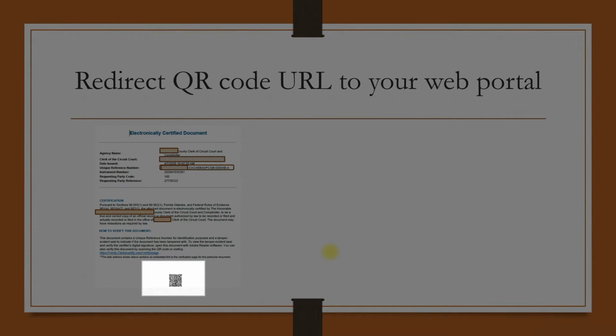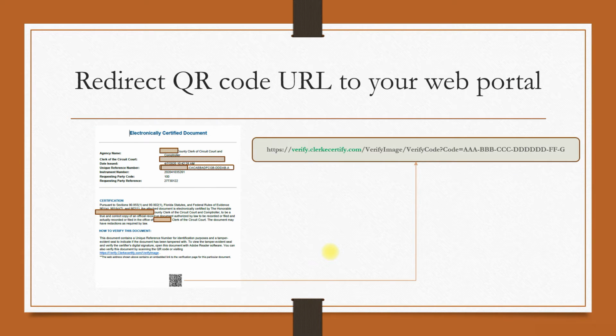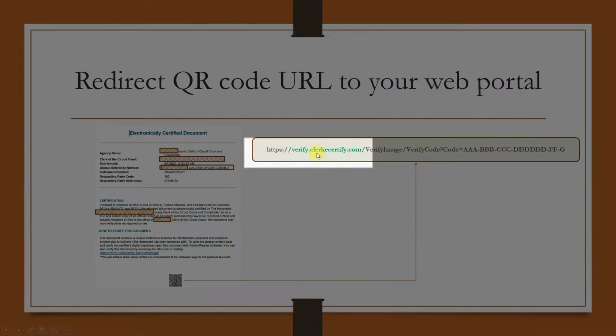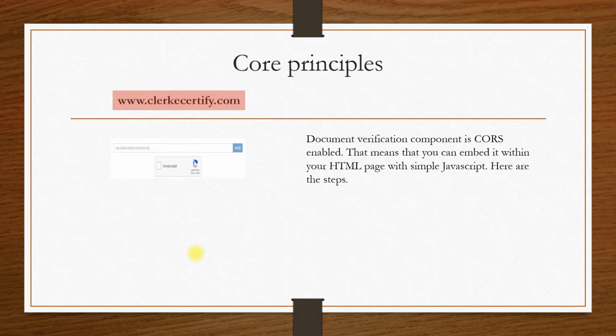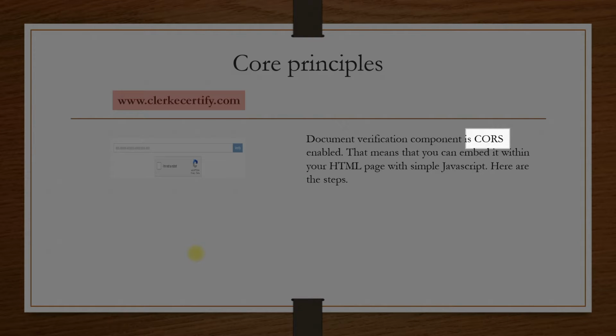This, of course, means that once the verification is moved to your website, you will be able to point the QR code embedded within the cover page of a certified document to your website, and verifiers will be redirected to your website rather than ecertify.com for verification. Let's take a look at step-by-step instructions on how to do it.